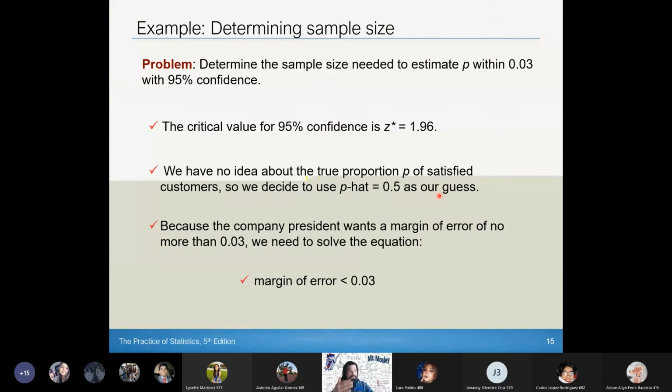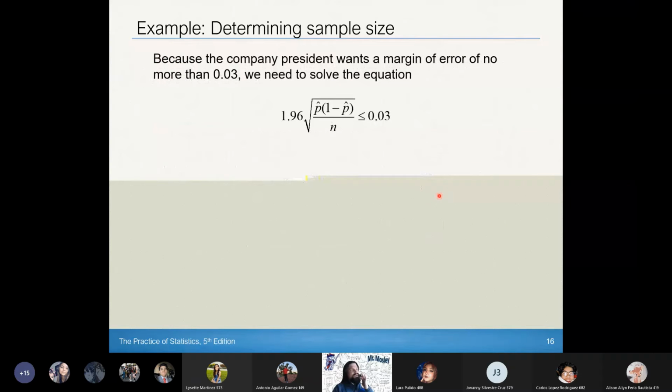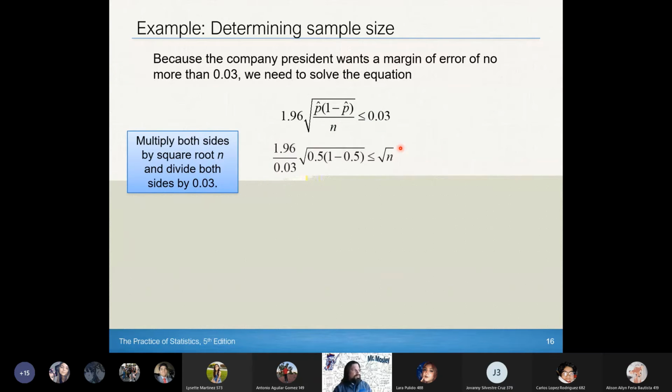Again, we're just identifying the pieces that we need to solve this problem: what the problem is, our confidence level with our z asterisk, what we're going to use for p hat, and what we're going to solve. Because the company president wants a margin of error no more than 0.03, we need to solve 1.96, that's our z asterisk, times the square root of p hat times 1 minus p hat over n, is less than or equal to 0.03. So we multiply both sides by the square root of n and divide both sides by 0.03. That leaves us with our variable on the right hand side and a bunch of numbers on the left hand side, which we can calculate.